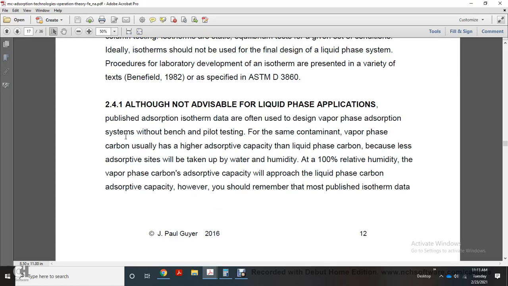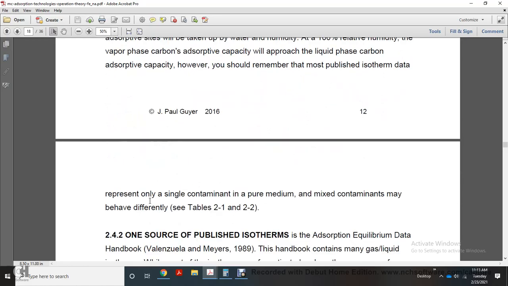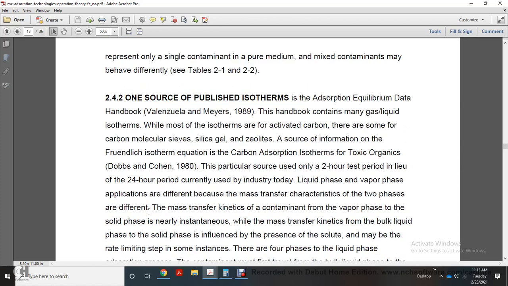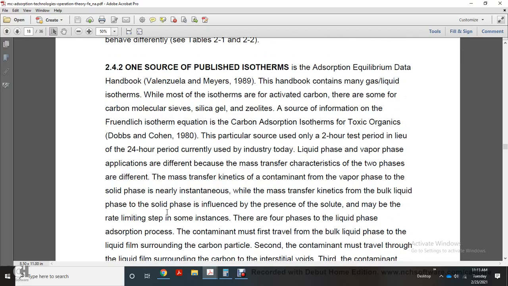For the same contaminant, vapor phase carbon usually has a higher adsorptive capacity than liquid phase carbon, because fewer adsorptive sites will be taken up by water humidity at less than 100% relative humidity. Vapor phase carbon adsorptive capacity approaches liquid phase carbon adsorptive capacity. However, we should remember that most published isotherm data represents single contaminants in pure media; with mixed contaminants, many behave differently. Tables 2.1 and 2.2: one source of published isotherms is the adsorption equilibrium data handbook, which contains gas and liquid isotherms. Most of the isotherms are for activated carbon.